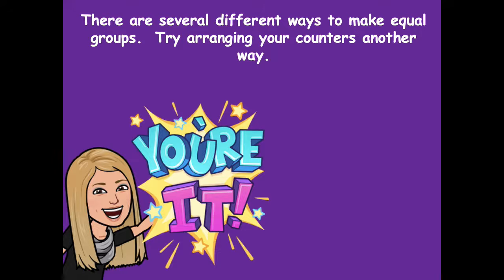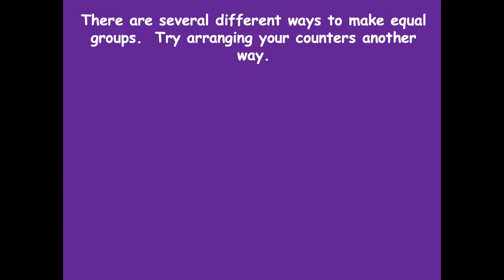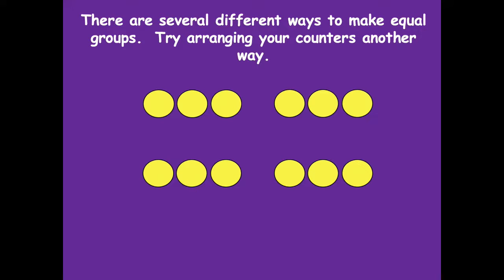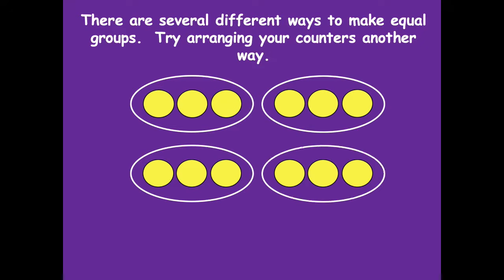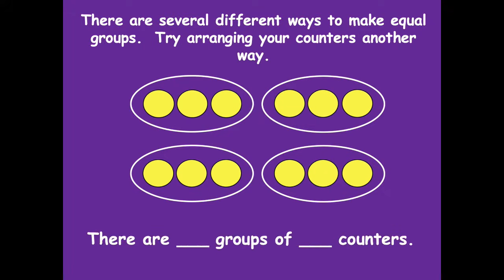All right, pause if you need more time. All right, so this time, this is how I chose to make my equal groups. So how many equal groups do I have, friends? Yeah, 4, right? And how many are in each group? 3. So I want you to complete this statement, and then read it to yourself. If you need to, pause the video, complete what goes in those missing blanks, read the sentence to yourself, and then click play when you're ready for the next step.